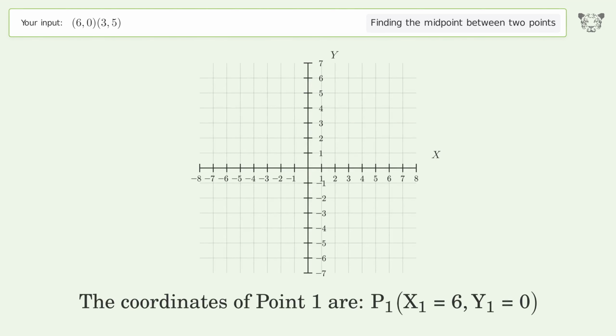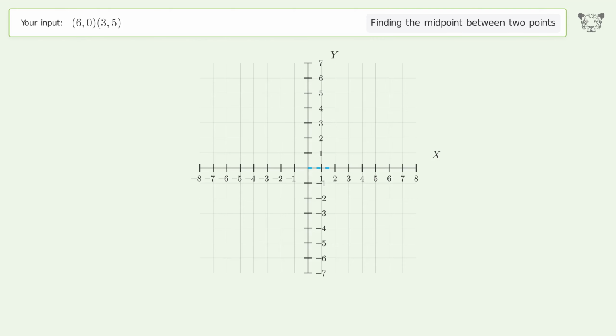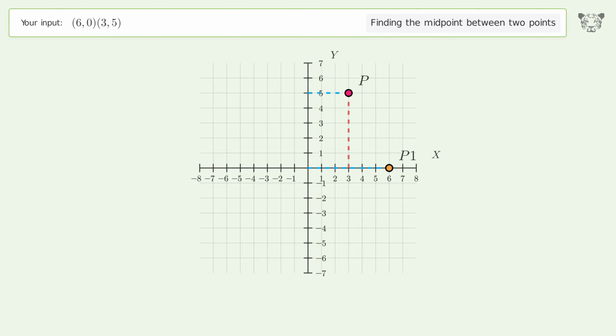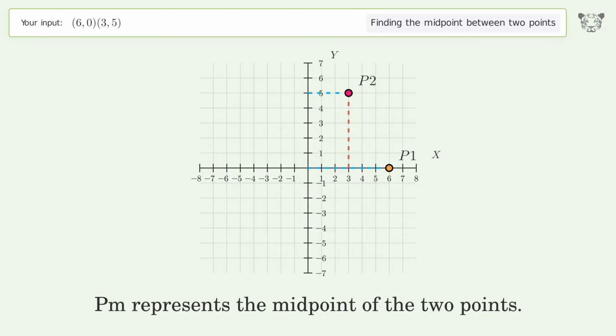The coordinates of point 1 are x1 equals 6, y1 equals 0. The coordinates of point 2 are x2 equals 3, y2 equals 5. PM represents the midpoint of the 2 points.